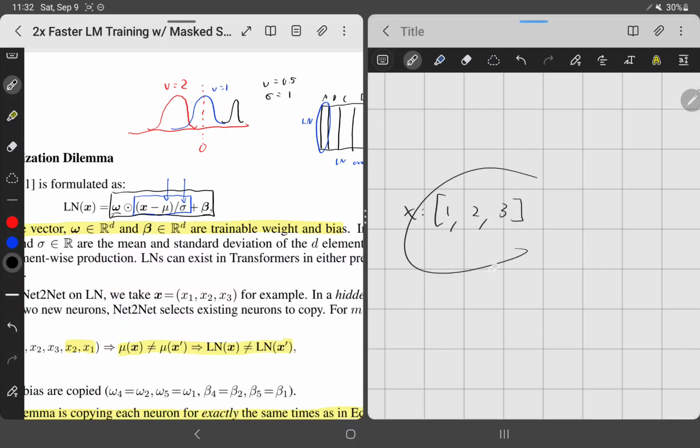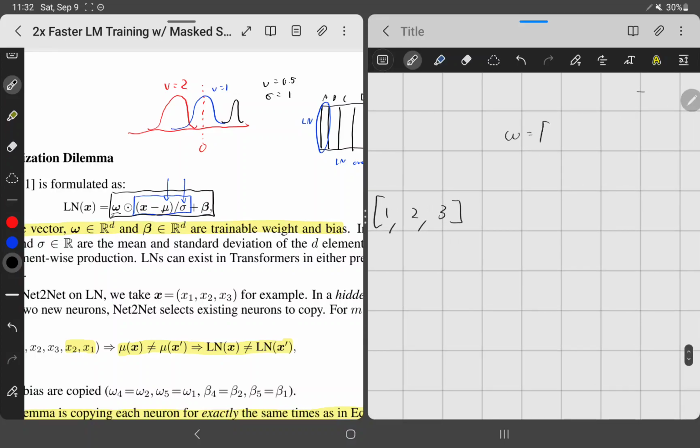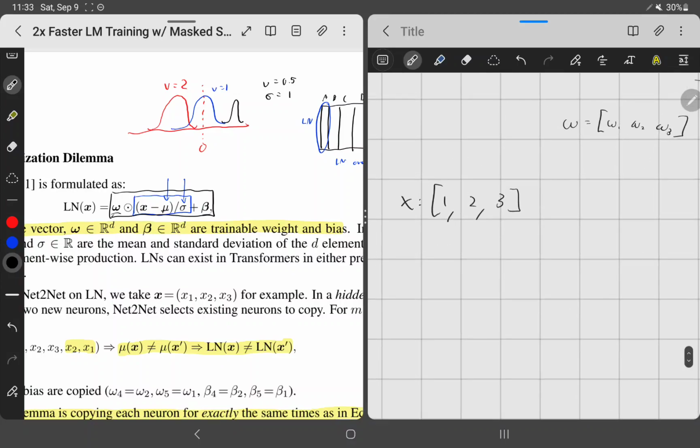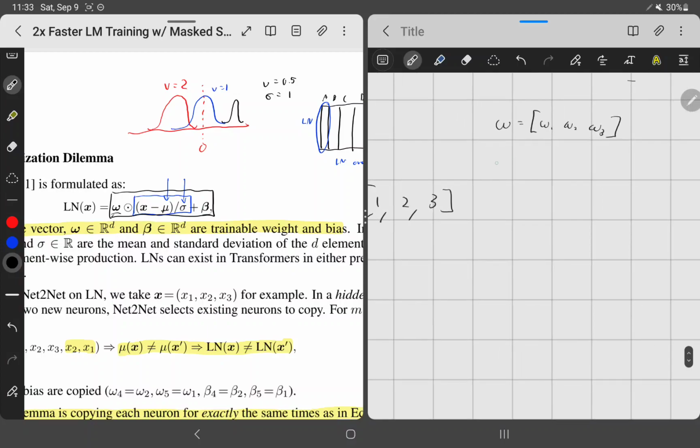In this case, it would be 3 values, so we would just take the mean of this, subtract the mean, take the variance, divide by the variance, and then we have a parameter omega, which we'll call omega 1, omega 2, and omega 3. And you would multiply it by these normalized values here, and then you have your beta here, which would shift the distribution.